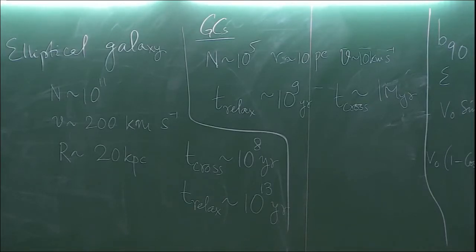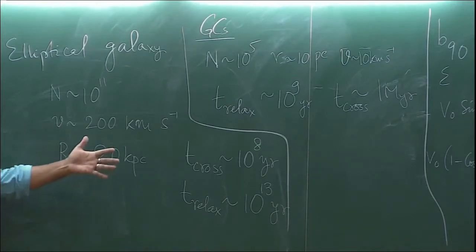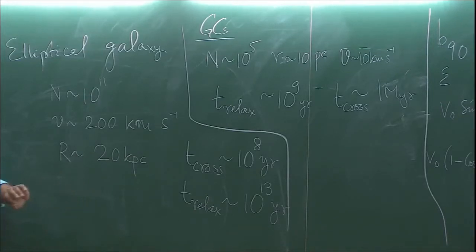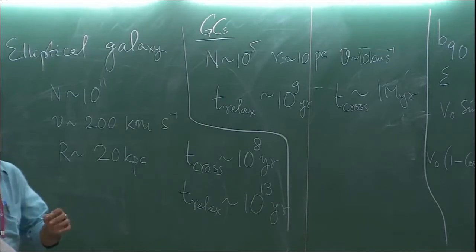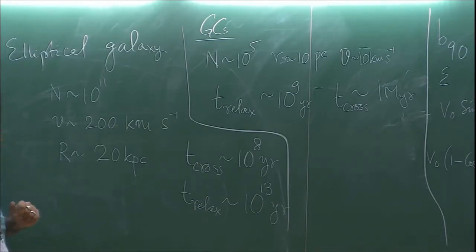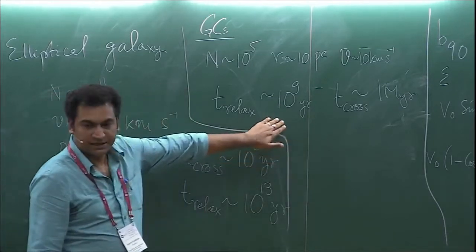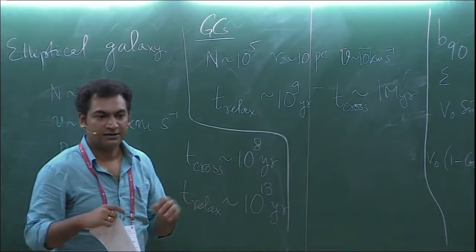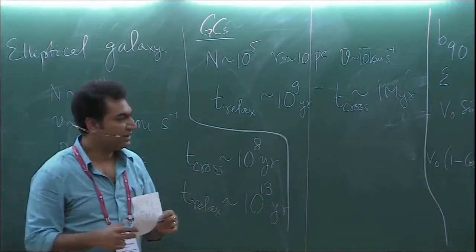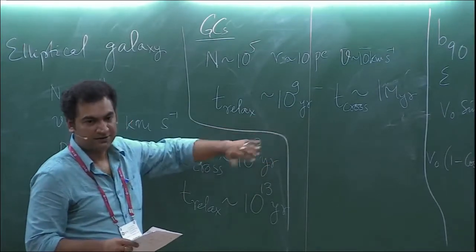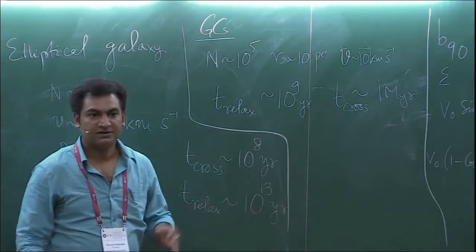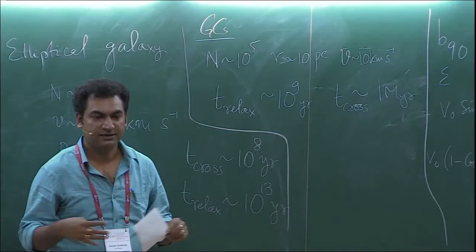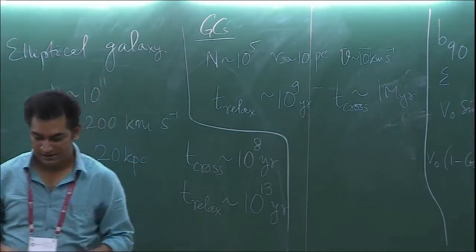If I start using jargon, systems that are not relaxed yet within their current age are often called collisionless systems. Here, collision is not really physical collision. Collision essentially means this scattering, weak angle scattering. And systems that have a relaxation time lower than their age are relaxed systems, and these are called collisional systems. All that really means is, in these systems, after the first relaxation time, all stars' phase space is completely randomized. Initial conditions don't matter. Okay? That's it for today.